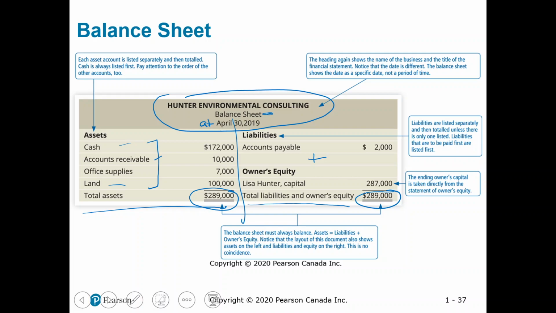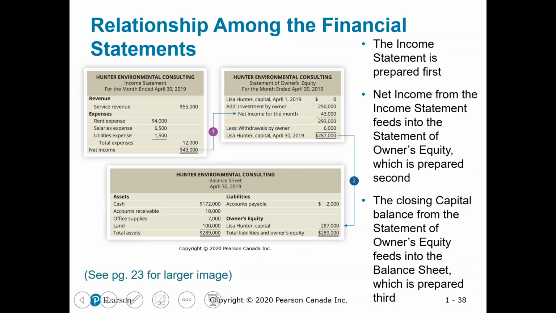Okay, last thing I want to note on this slide here is that this Lisa Hunter Capital came from the statement of owner's equity, as it says there. So remember in the last video we calculated that ending balance, and this is that ending balance. So we calculated it in one statement and now we pull it into the balance sheet. And that's laid out nicely here. It may be small if you've printed your slides, so you could look at page 23 for a larger image of this. But it shows that relationship amongst the statements that we've talked about.